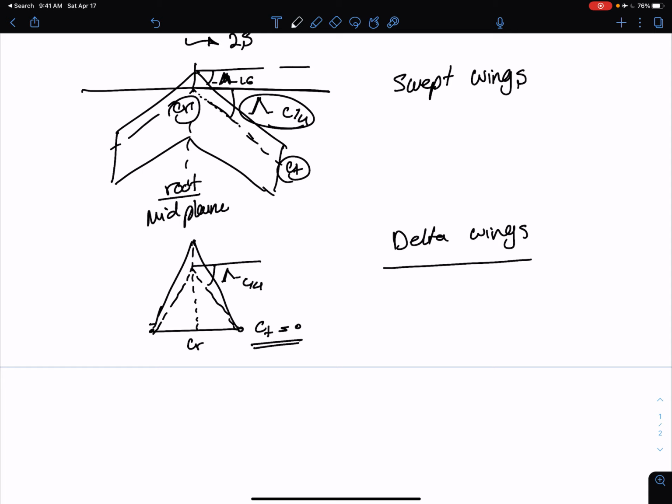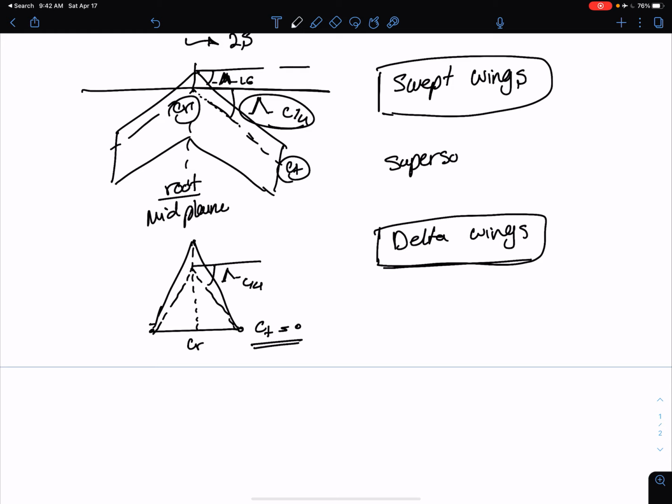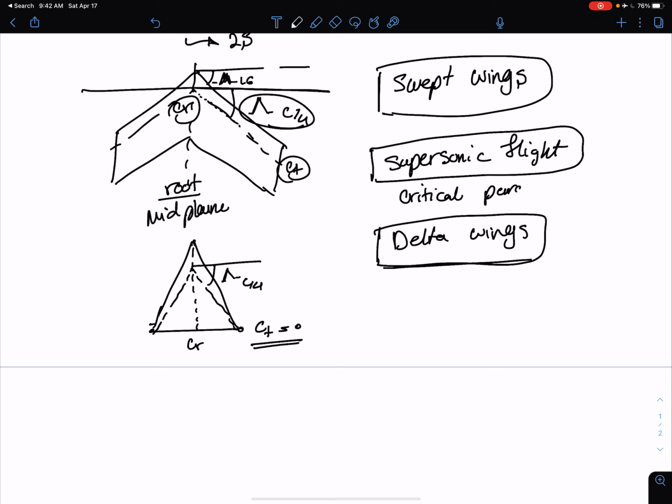You may want to ask where these type of wings are mostly used. These type of wings are only used in the cases where you are dealing with supersonic flights. I shouldn't say only, but mostly used. So this sweep angle is going to be a very critical parameter when it comes to supersonic flights.